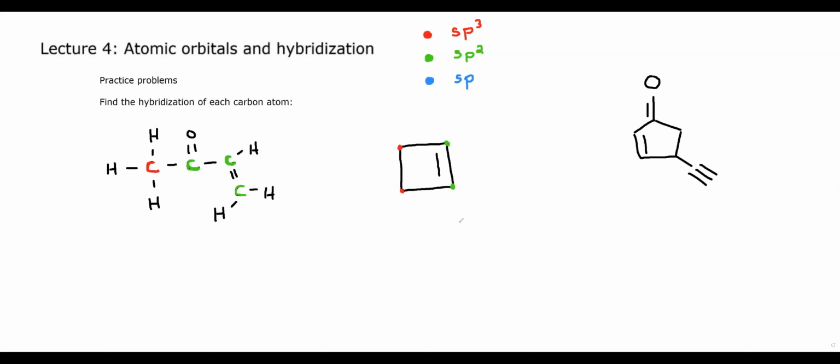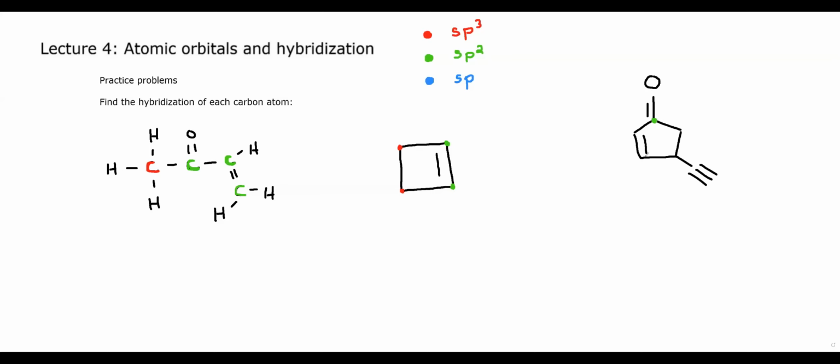Okay. Now looking at our last example, we have a little bit more complicated structure here. We have a 5-membered ring with a triple bond coming off the bottom. Let's start on the top by the C double bond O. If we have carbon double bonded to oxygen with 2 bonds coming out away from it, that means it's sp2 hybridized, right? Carbon with a double bond and then 2 single bonds.